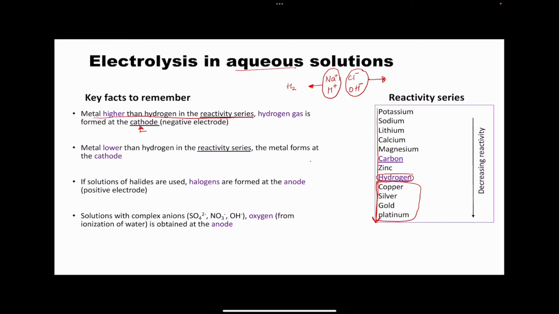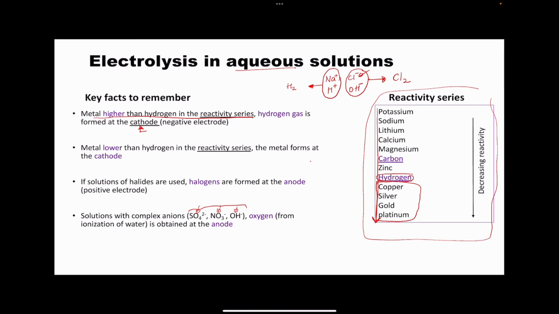Moving on, if solutions of halides are used, halogens are formed. Because a halide is always preferred, a halogen will be formed at the positive electrode. So here we're going to see solutions of complexes like sulfate, nitrate, or hydroxide, and so on. Oxygen from the ionization of water will be obtained at the anode. So for these polyatomic anions, it's always going to be oxygen that is preferred. So remember, you have to know the reactivity series in order to know which one is going to be preferred at which electrode.